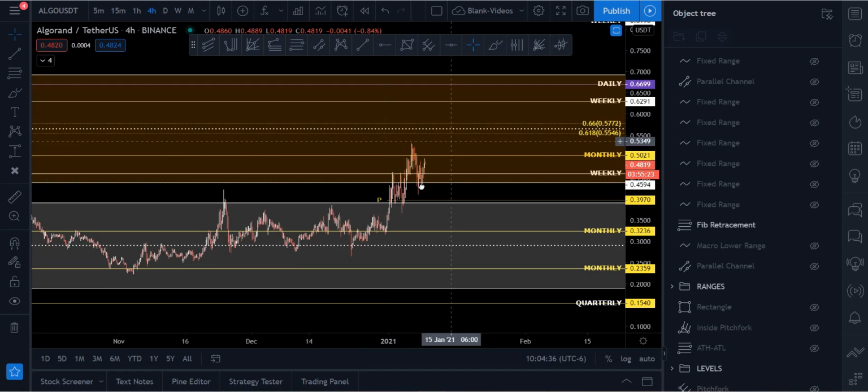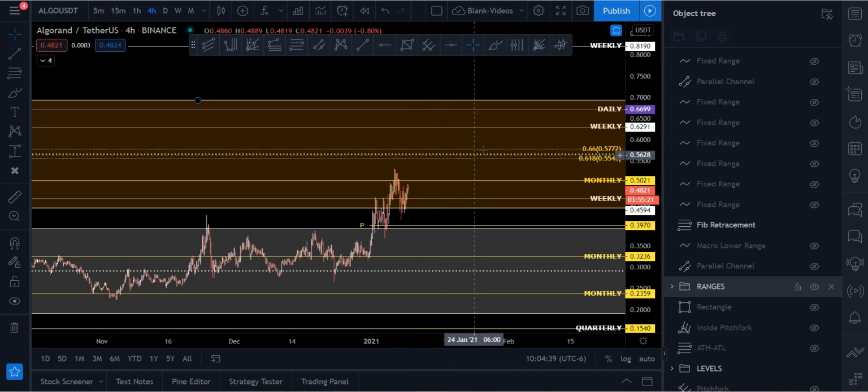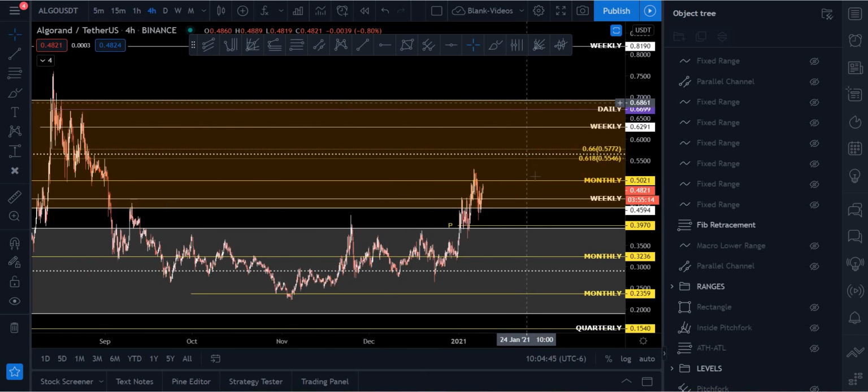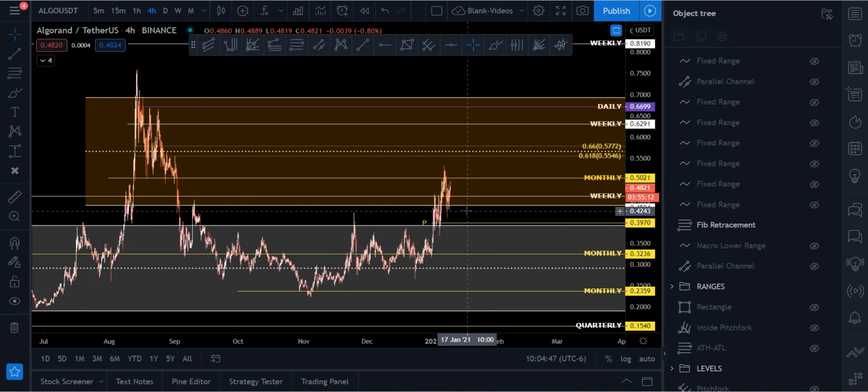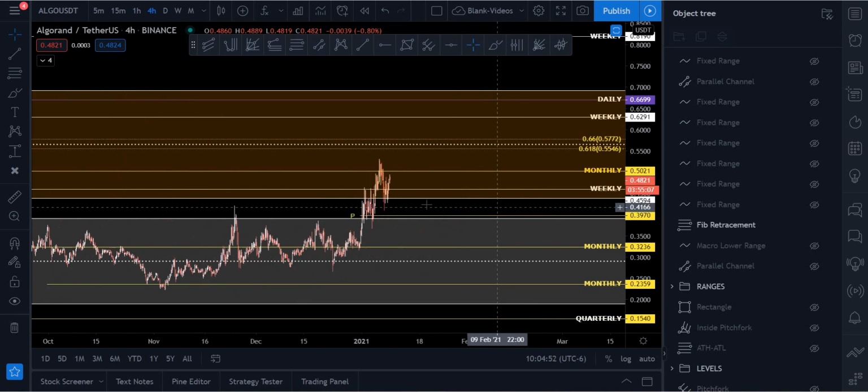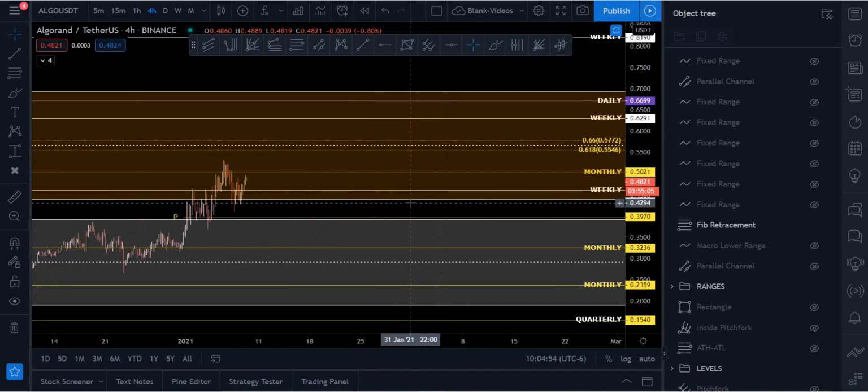If this reaccumulates here, where are the next targets? Obviously into this golden pocket at 57 cents, but you have the weekly at 62 cents, daily at 66, and then 69 cents is the top of the range, and those would be the next areas of interest. Should this reaccumulate right here, hold the range and move up. So that's what I have for you on Algo as well.